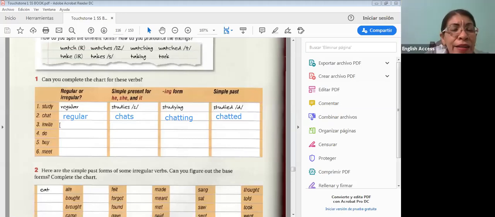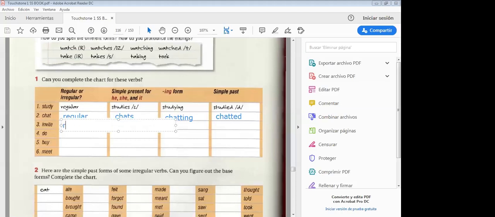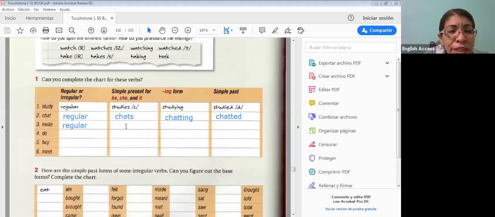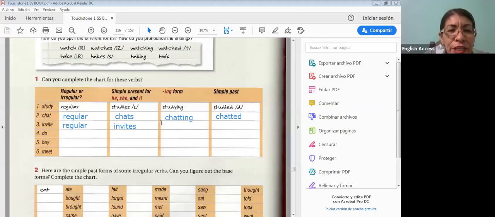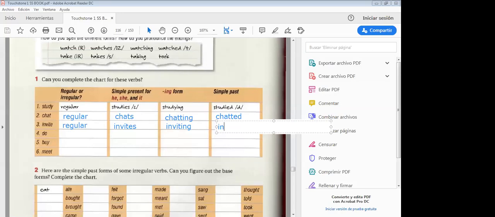Invite. Regular or irregular? Regular. One more time. Simple present, he, she, it. Invites. Yes. Ing? Inviting. Simple past? Invited. Yes, invited.